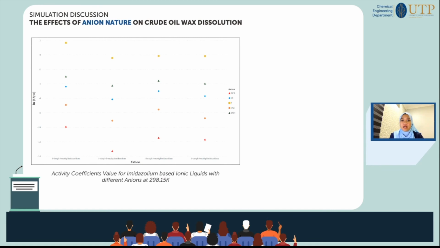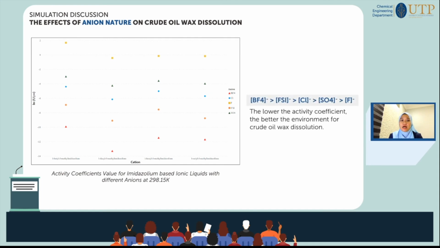So this is the graph of activity coefficient value for imidazolium-based ionic liquid with different anion. It was found out that BF4 has the lowest activity coefficient. Now, what does lowest activity coefficient mean? In crude oil wax dissolution, a lower activity coefficient is favorable as it provides a better environment for the crude oil wax to dissolve. If we see the trend backward from fluoride, it can be deduced that it has increasing hydrophobicity that will lead to the rise in van der Waals energy.